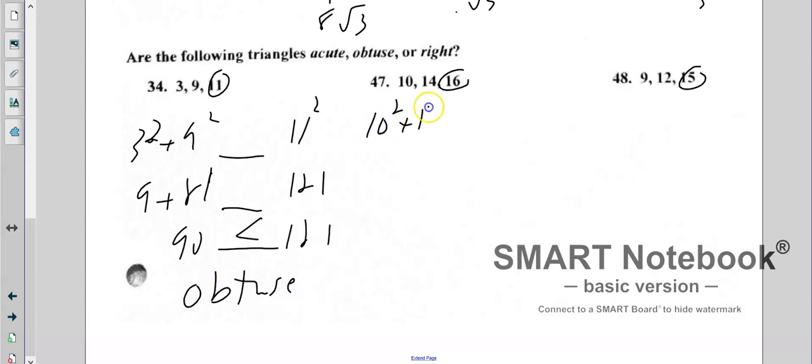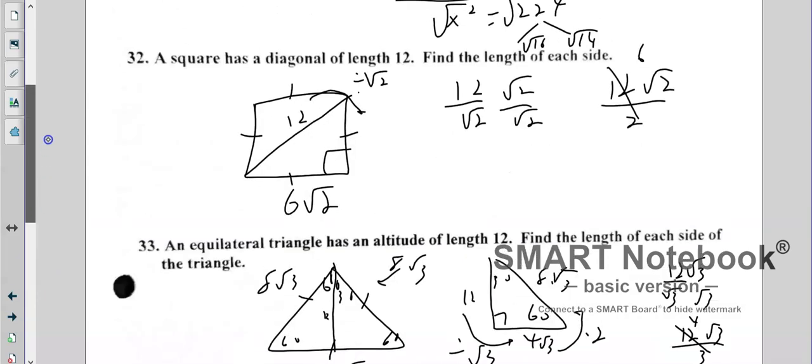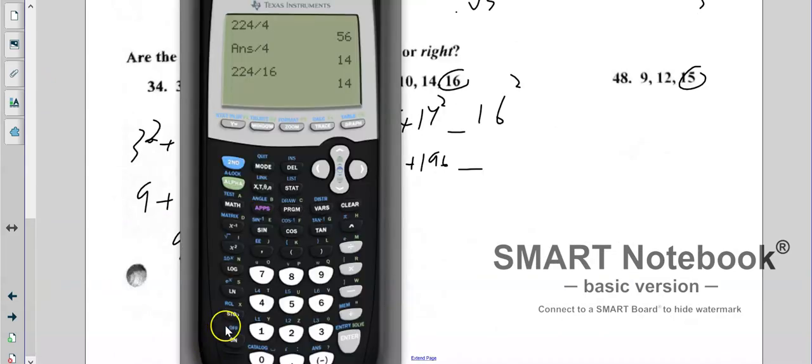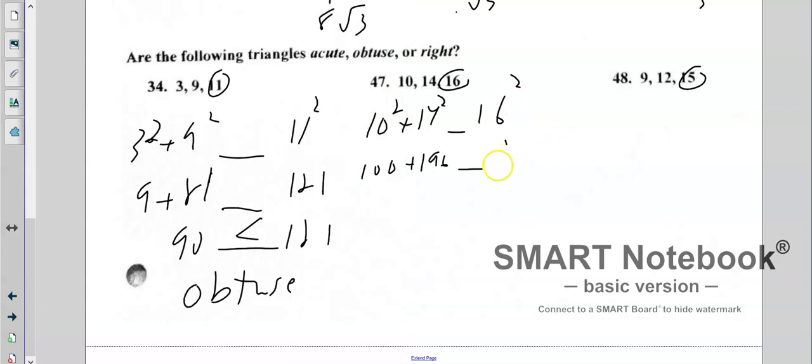Here we have 10 squared plus 14 squared equals 16 squared. Nope, not equals. We don't know. Leave a blank. 10 squared is 100 plus 14 squared is 196. I just did 16 squared and I forgot what it was already. 16 squared, yeah, 256. So this is 296 compared to 256. The hypotenuse, the c squared, is smaller, so that's acute.